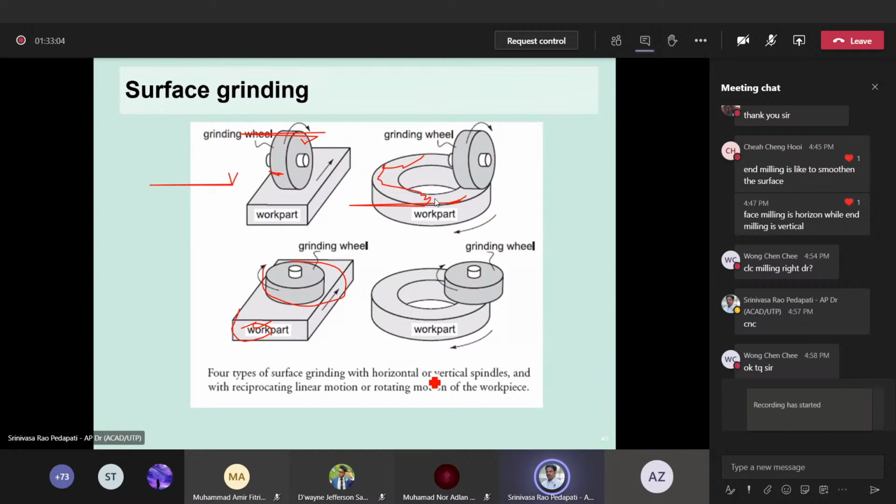So there are four types of surface grinding: horizontal and vertical spindles, as well as reciprocating and rotating motion. So these are the different layouts of surface grinding. Surface grinding is the one which is grinding flat surfaces, but based on the wheel and wheel orientation, we have some configurations here.